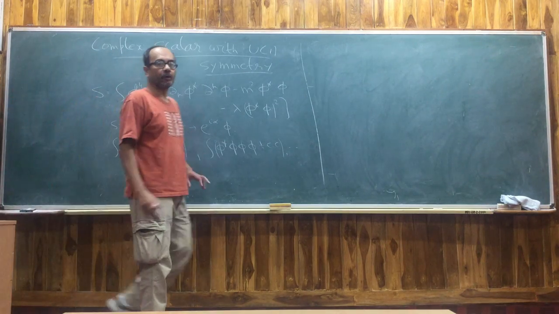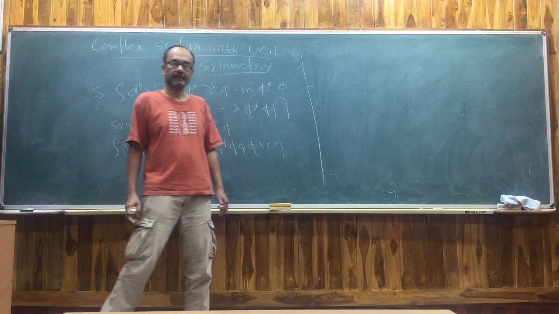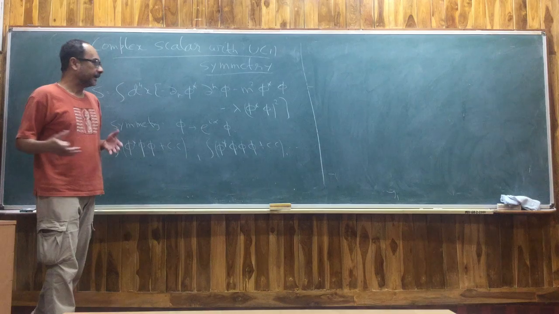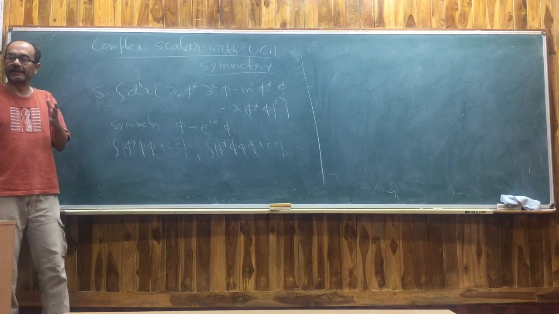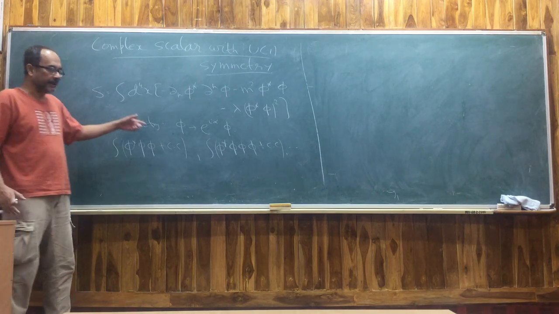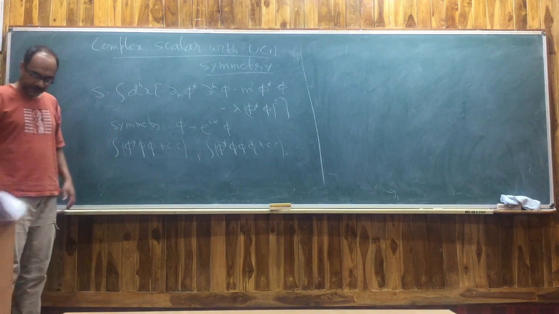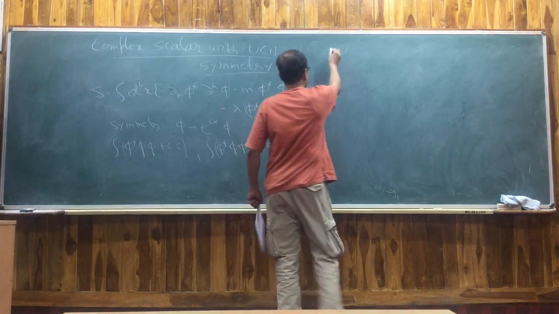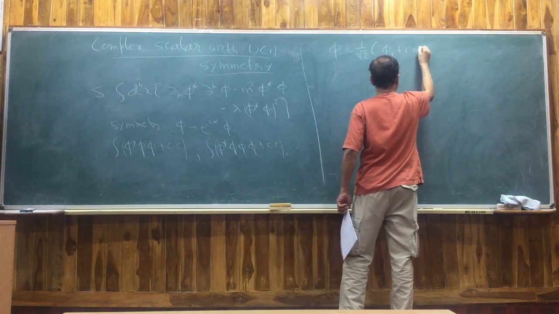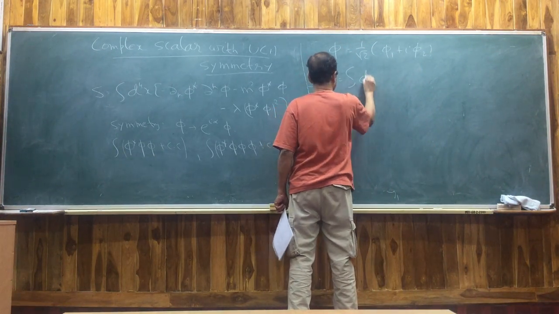But we will now make life a little more complicated by working with real fields, and see how it works there. The advantage or disadvantage, depending on how you look at it, is that when you work in terms of real fields, this symmetry is not absolutely manifest. It is of course there, but it's not absolutely manifest, and we'll see that that has some interesting consequences. So let's take phi equal to 1 over root 2, phi 1 plus i phi 2, and write the action in terms of real fields. So the action will be given by the integral d4x.